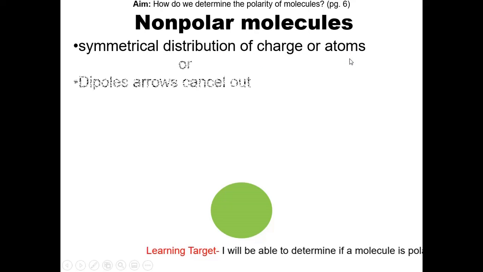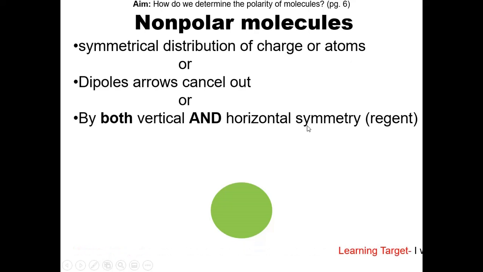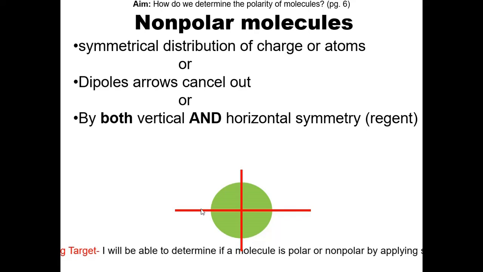For nonpolar molecules, they have a symmetrical distribution of charge or atoms. So how does this happen? The dipole arrows within the molecule cancel out. On the regents, if your molecule or atom has both vertical and horizontal symmetry, it is considered nonpolar. For example, here we have a circle. It has both horizontal and vertical symmetry.